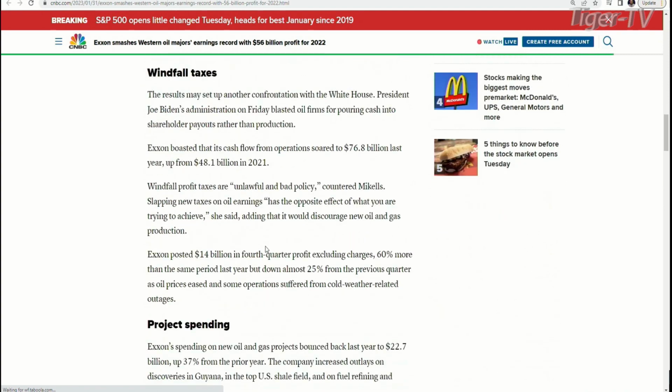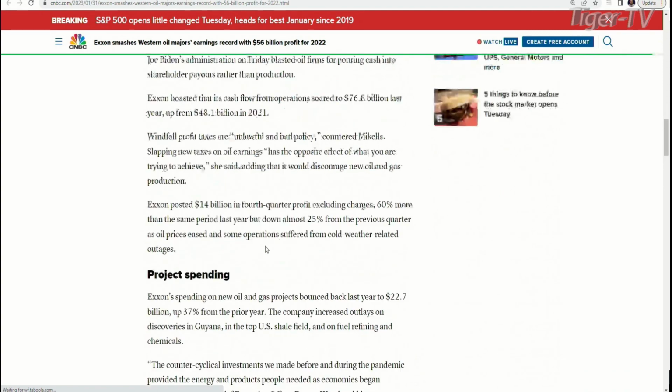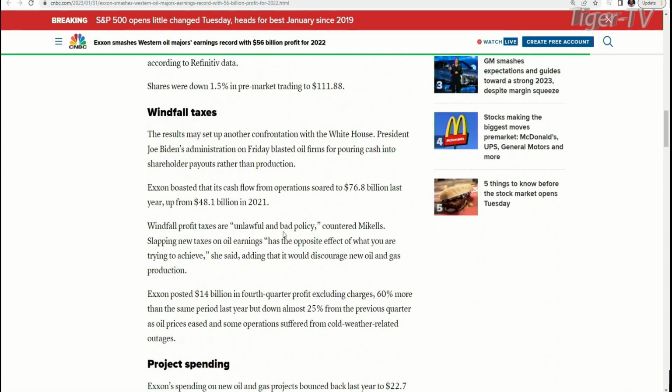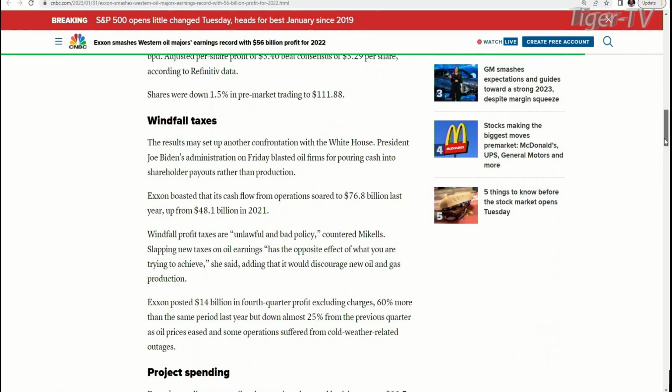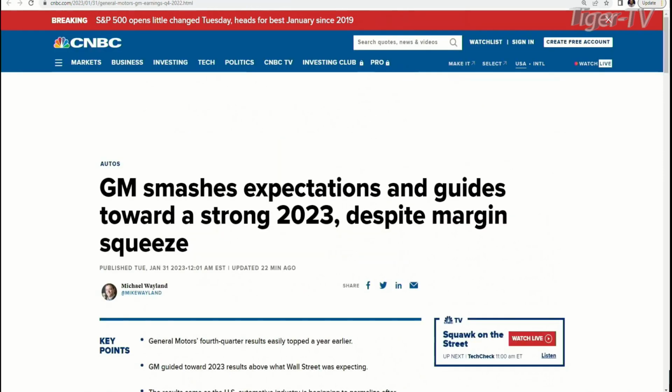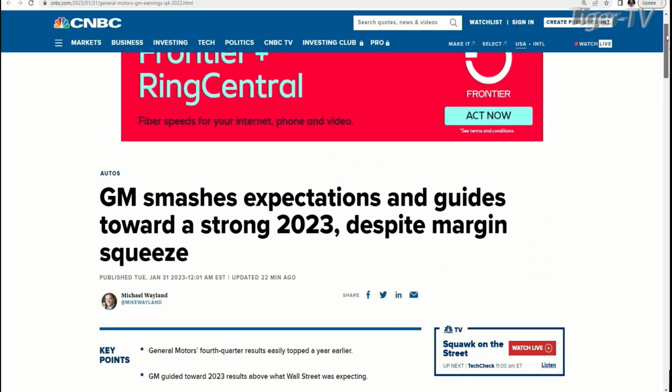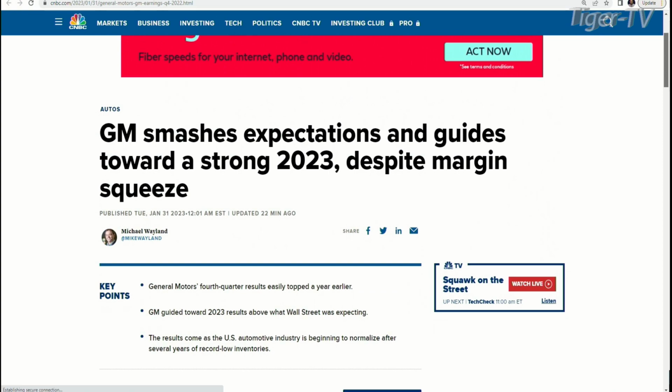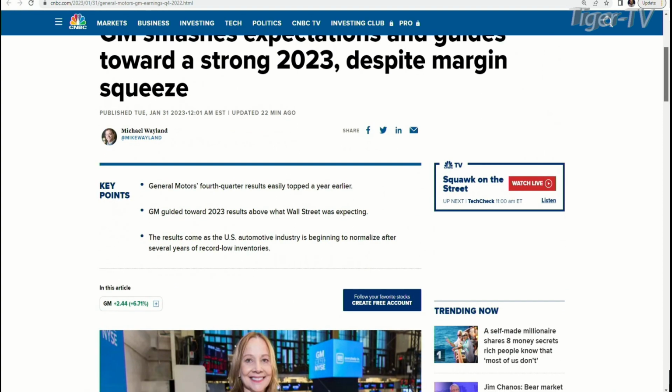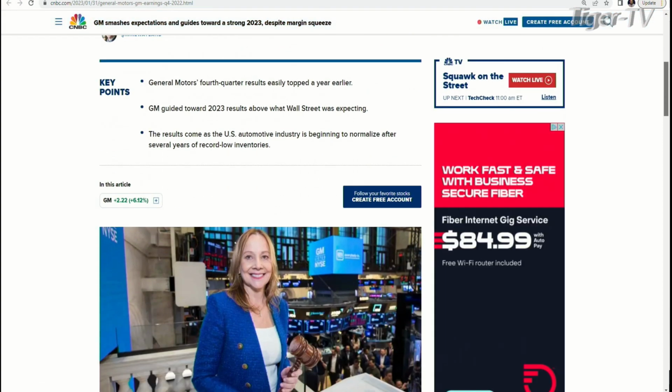Yeah, they had a year in 2008. All right, I saw it in another one of my charts. I'll pull it up. But they had a year in 2008, I think, that they made almost as much money as they just made. So Exxon, they're making all the money in the world, and their share price actually goes down. General Motors, well, they're crushing it, man. They're crushing it much more than the market had expected. Smashes expectations. Guides toward a strong 2023 despite a margin squeeze.